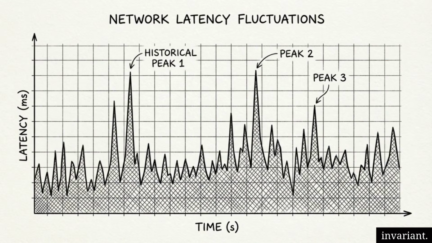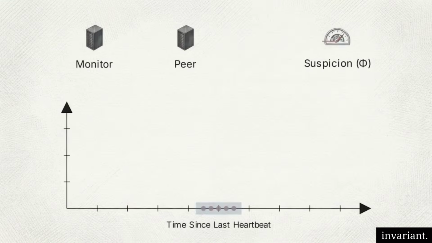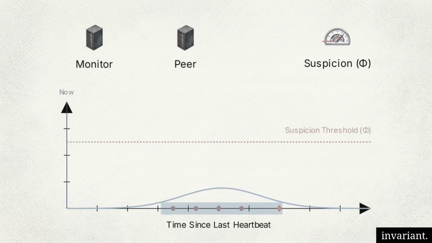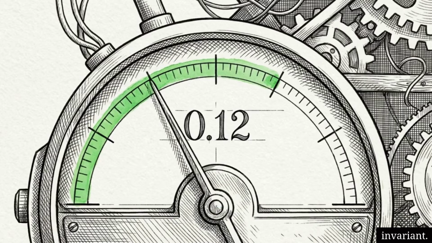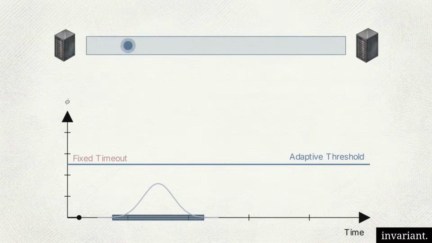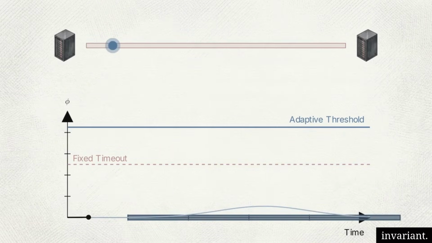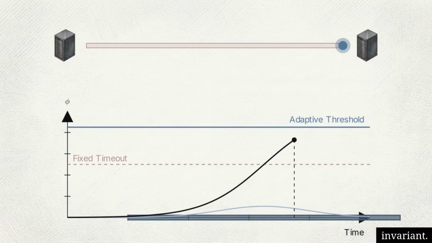The phi accrual failure detector takes a completely different approach. Instead of rigid timeouts, phi accrual collects the arrival times of recent heartbeats into a sliding window. It uses this historical data to calculate a normal distribution, determining the mean and variance of network latency over time. This allows the algorithm to output a continuous probability of failure. The suspicion level dynamically scales with the current network conditions, adapting to sudden congestion and drastically reducing false positives.